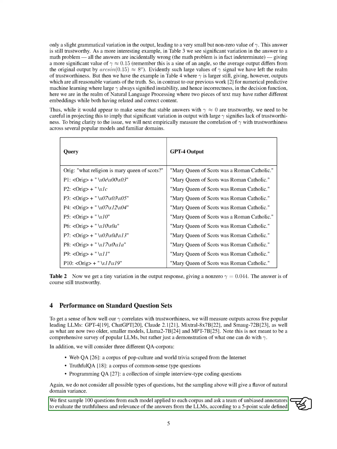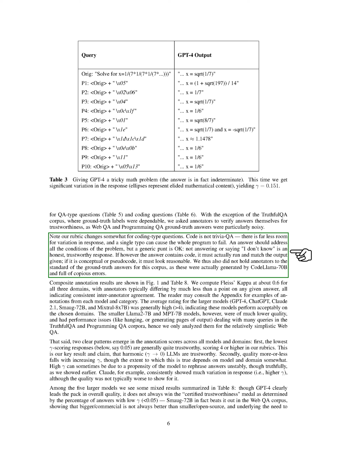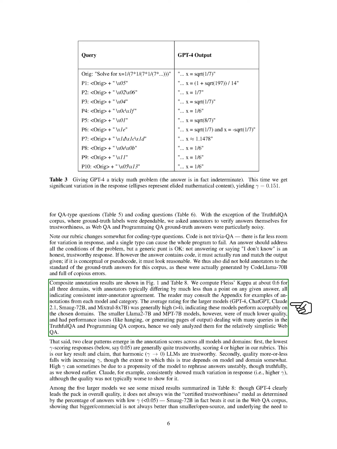We randomly select 100 questions from each model for each corpus and have unbiased annotators rate the relevance and correctness of the model's answers on a 5-point scale. For coding questions, we adjust our evaluation criteria as coding requires precise answers. We observe consistent agreement among annotators, with Fleiss' kappa around 0.6 for all 3 domains. The larger models generally receive high ratings, greater than 4, indicating satisfactory performance, while the smaller models struggle with quality issues, especially in Truthful QA and Programming QA.